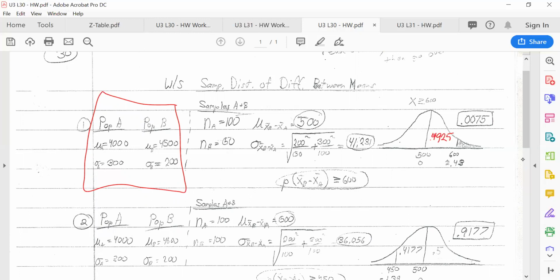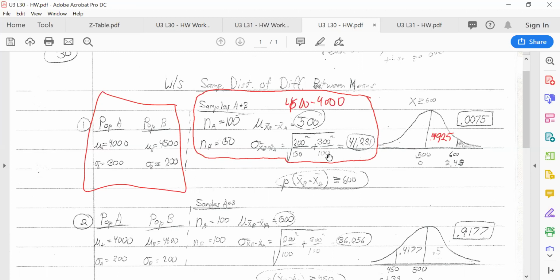So for the sampling distribution, this is really the most important stuff right here. Out of all the things you do, this is what's going to set up the normal curve and solve it for you right there. Samples of A are 100, samples of B are 50. So let me scroll over that. A is 100, B is 50. The mean difference is just, I didn't write it here, but 4,500 minus 4,000.